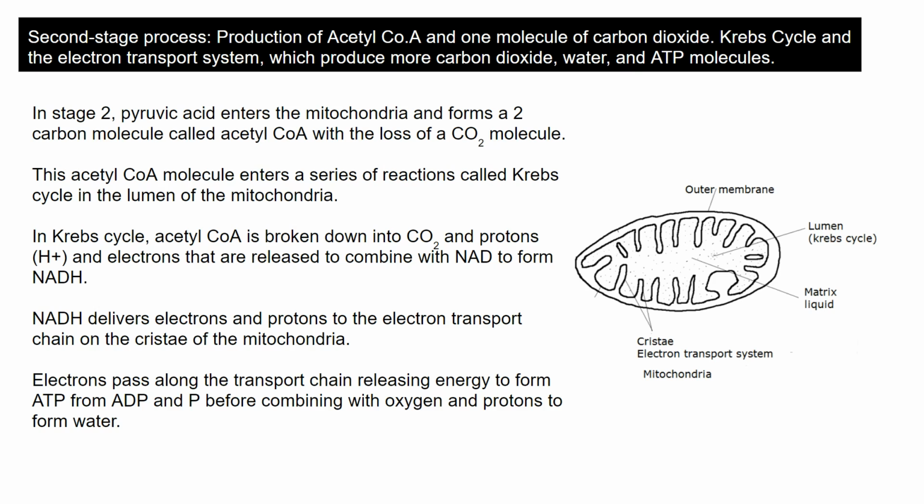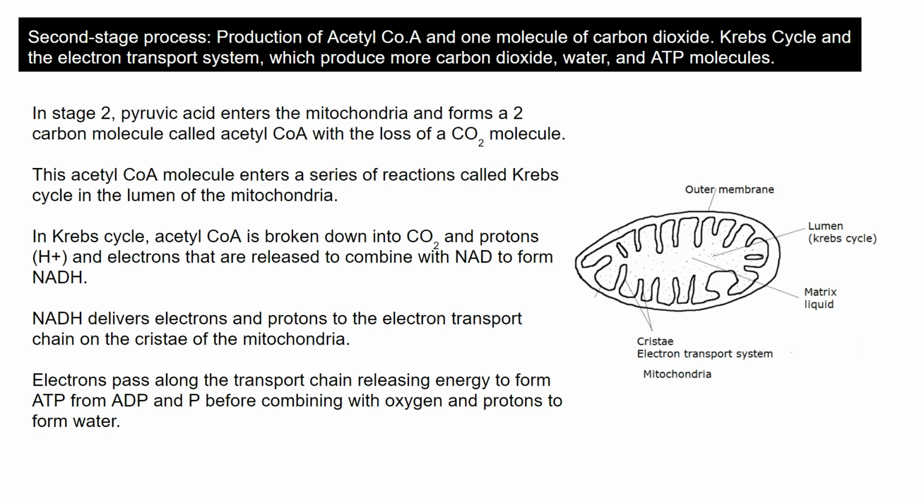So we have this carrier molecule called NAD, which picks up the protons and electrons and carries them to the electron transport chain of reactions, which is found on the cristae of the mitochondria. The cristae are the infoldings on the inner membrane of the mitochondria. Lots of enzymes are located there, and these enzymes are part of the electron transport system.